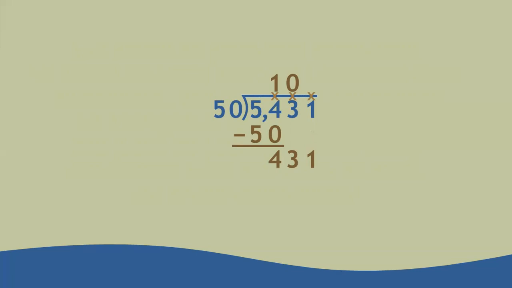50 into 431. You're going to have to count by 50s. 50, 100, 150, 200, 250, 300, 350, 400. And that's where you have to stop. 8 times 50 is 400. Which gives you a remainder of 31.